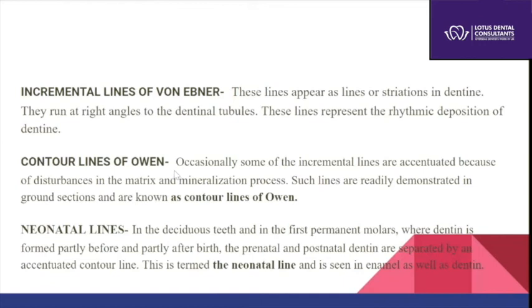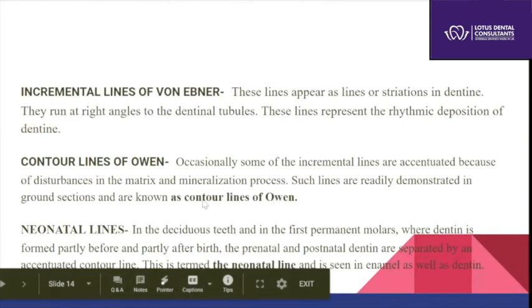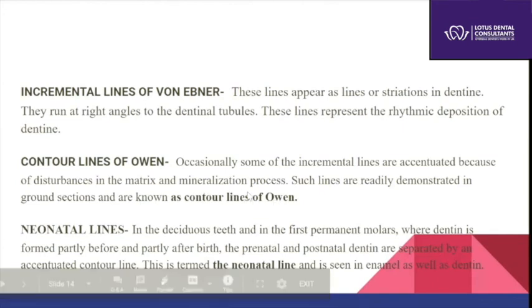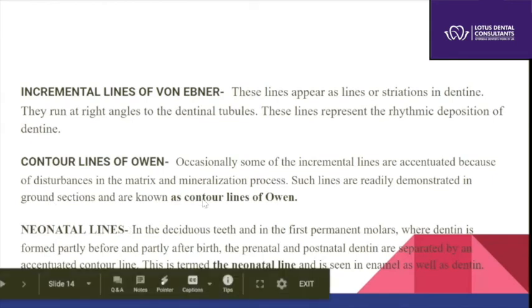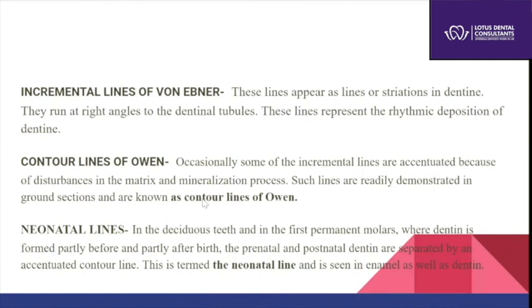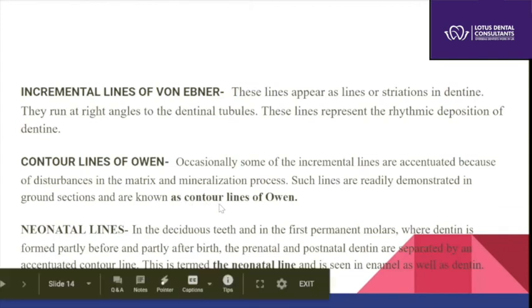Occasionally, some incremental lines are accentuated because of disturbance in the matrix and mineralization process. Such lines are called contour lines of Owen in dentine. This is also asked. These are also formed due to disturbance in mineralization and matrix. Before, there were lines formed due to disturbance, the neonatal line, which was due to disturbance in amelogenesis. Here it is a disturbance in dentinogenesis, and they become contour lines of Owen.